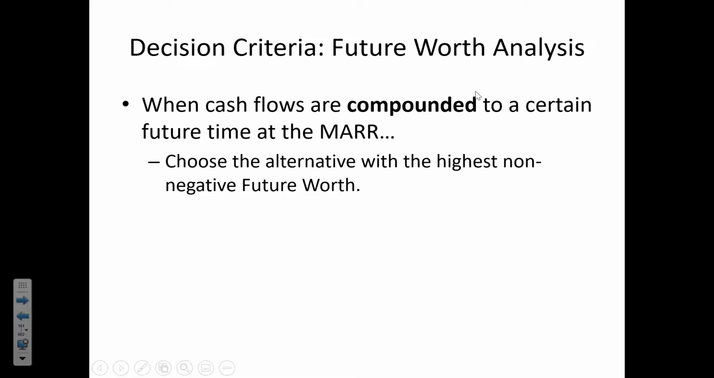Decision criteria is how you know which alternative to choose. It's the rule that you apply to choose one thing versus the other. In future worth analysis, the decision criteria is that you compound amounts to the future at the MARR, and then of the options that are non-negative, you choose the highest value as the most profitable alternative. That's the one you'd select, the one with the highest non-negative future worth.